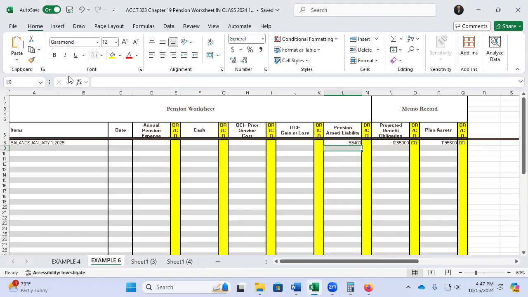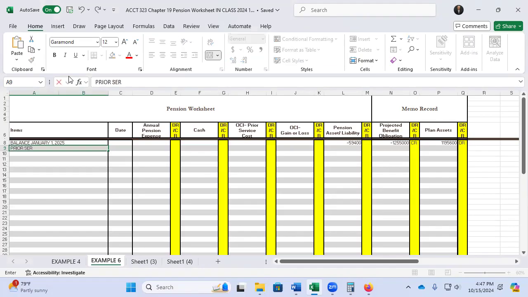Now it tells us on January 1, 2025, Eagle Home Corp., through plan amendment, grants prior service benefits having a present value of 200,000. So this kind of happens before anything else happens. And so you're still going to have an adjustment here. So prior service cost, 1/1/25.